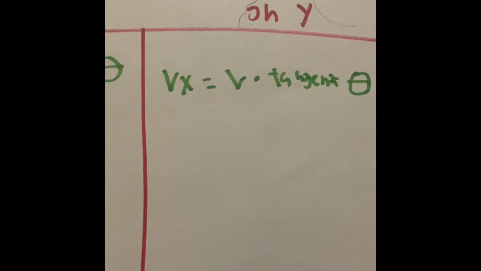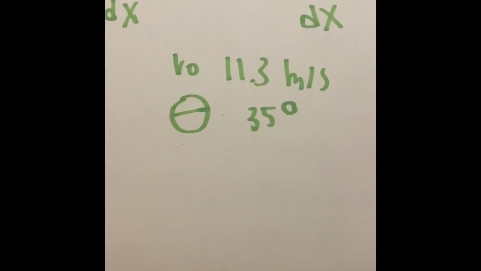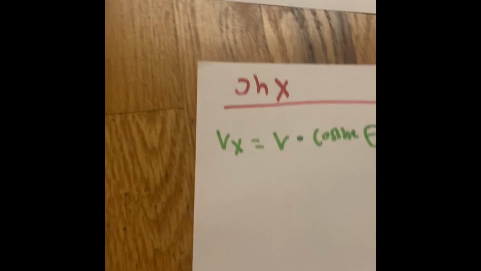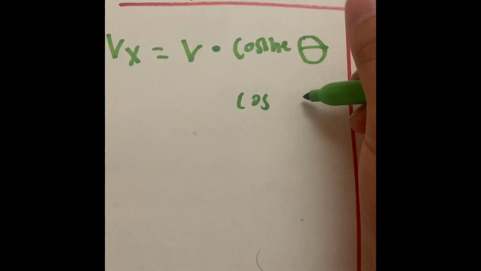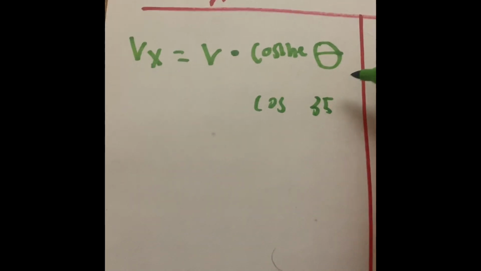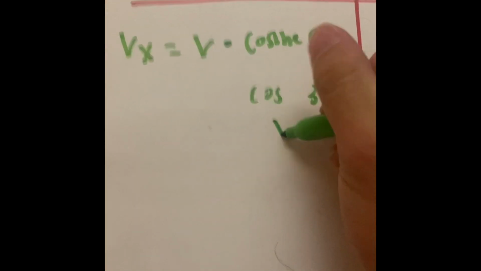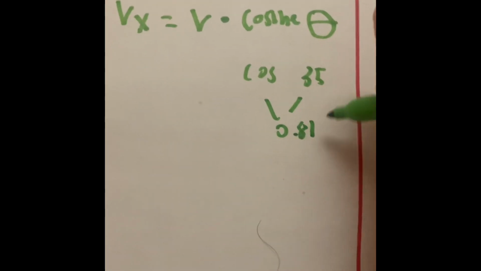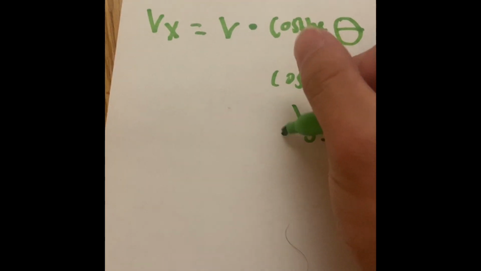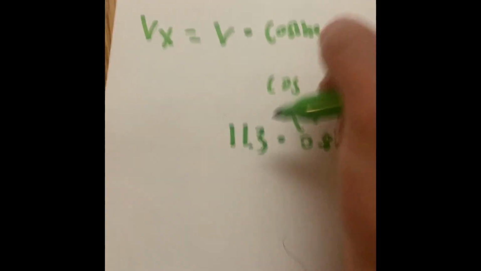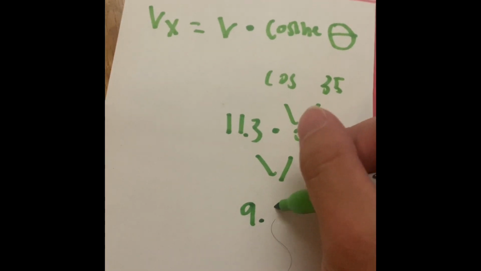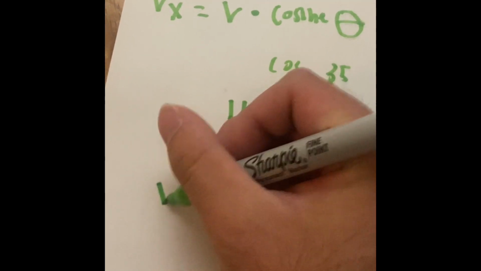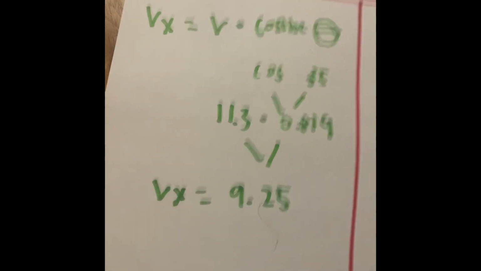So if we have 11.3 and an angle of 35 degrees, what we're going to do is this. The cosine of 35 is going to bring you to 0.819. When you multiply that by v, or 11.3 meters per second, you get an answer of 9.25. So your velocity on x is going to be 9.25.